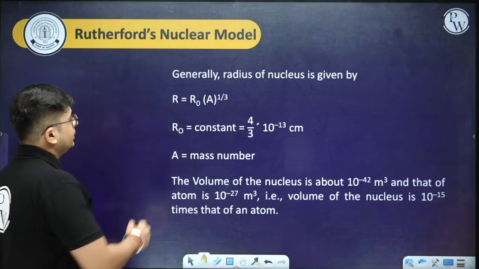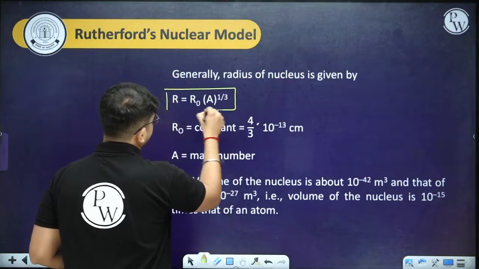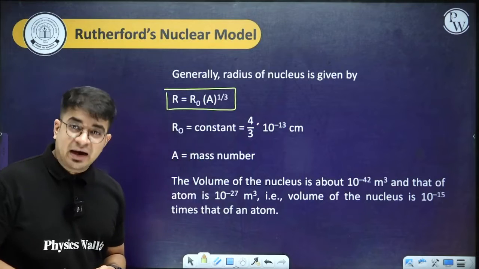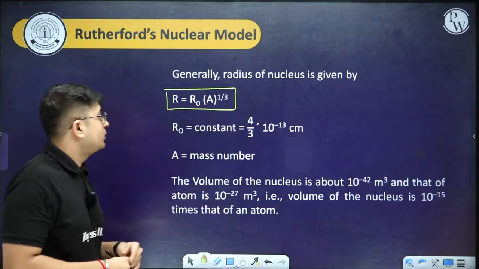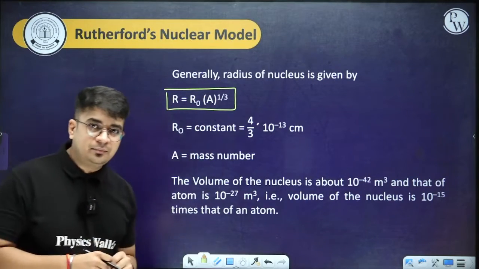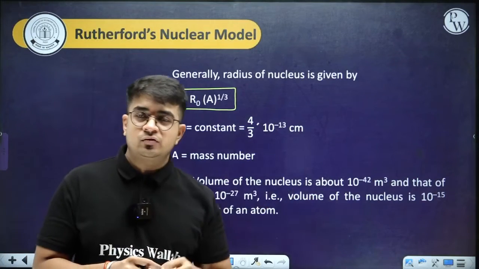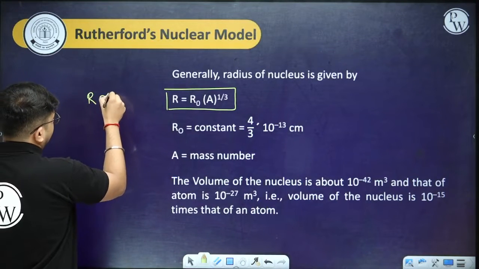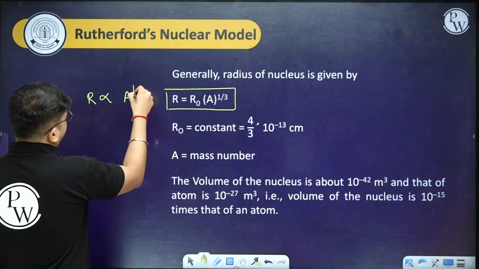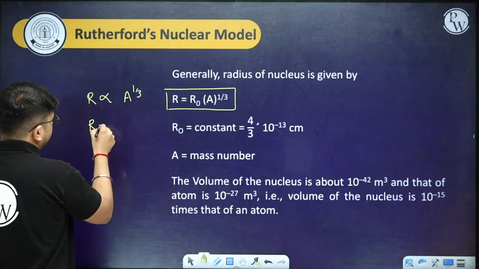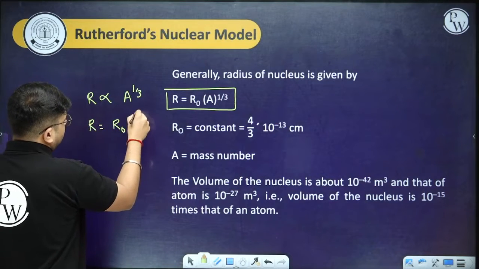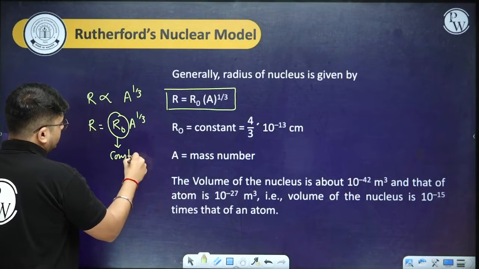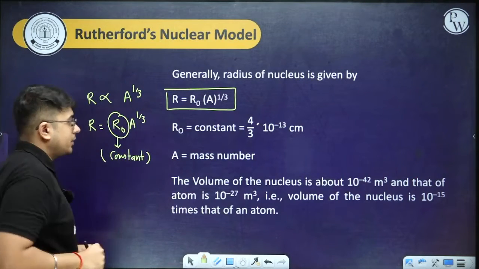So that was the equation I was talking about: the radius depends upon the mass number raised to the power 1/3. This r0 is a constant term with respect to different types of atoms, because it's a proportionality constant. The equation comes out as r is directly proportional to A raised to the power 1/3. When I remove the proportionality, this becomes r0 A raised to the power 1/3, where r0 is a proportionality constant with a specific value. I hope this entire part is clear to everyone.